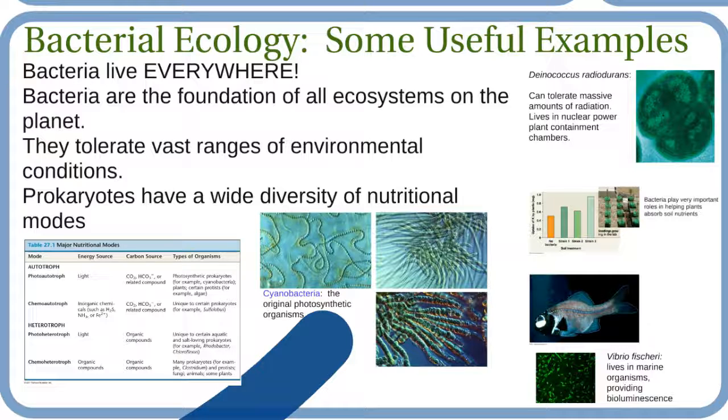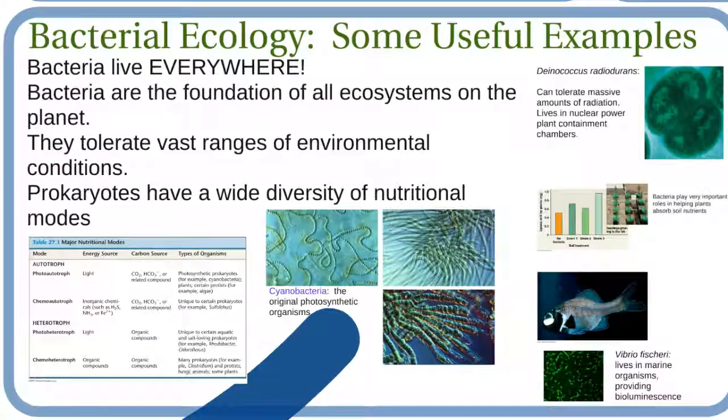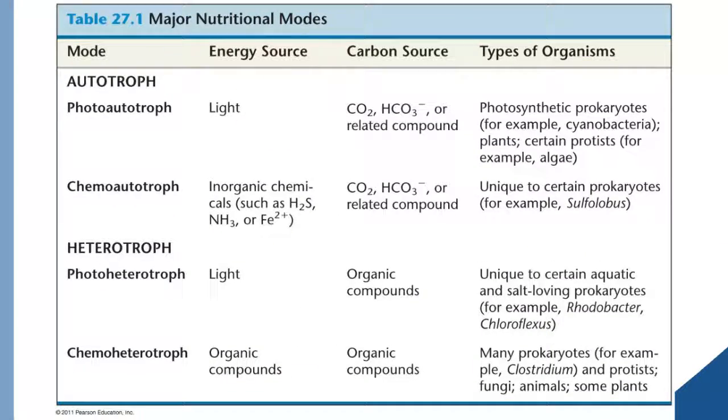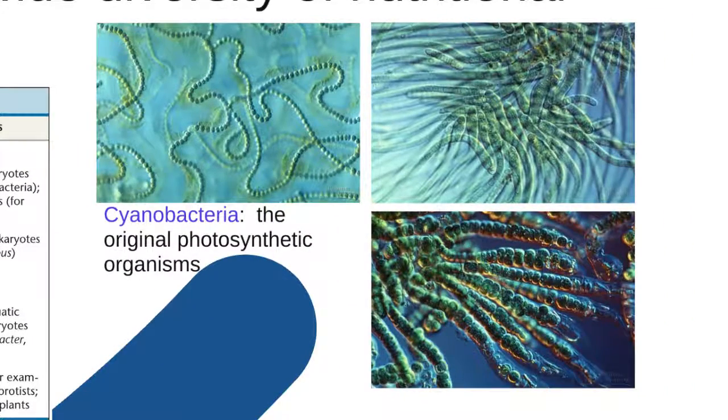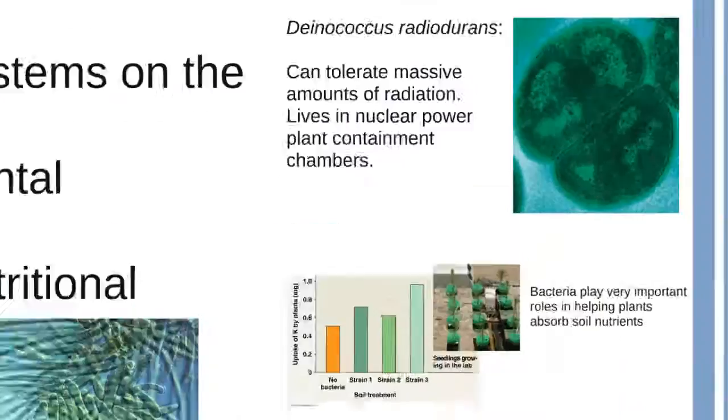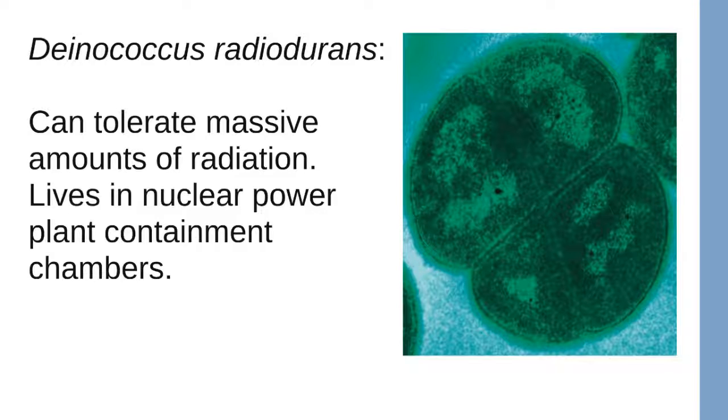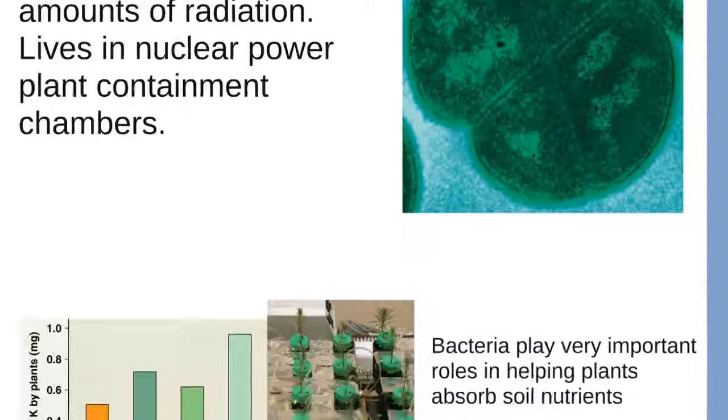Bacterial ecology, we have some useful examples. First of all, bacteria live everywhere. There's more bacteria on you than body cells. There's just that many. They tolerate vast ranges of environmental conditions, and they have a wide diversity of nutritional modes. Some are good, some are bad. Usually they get the bad rap for causing illnesses, but they also help in protection of the organism's body. They help in breaking substances down.